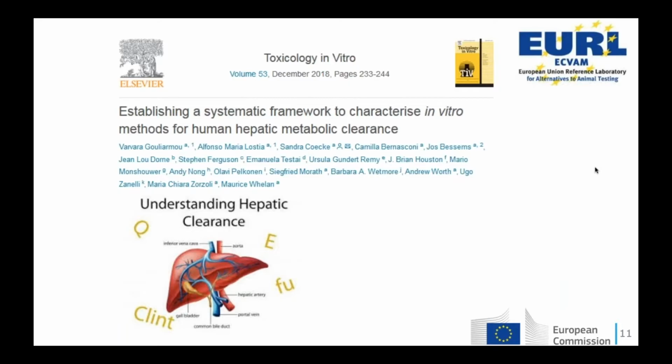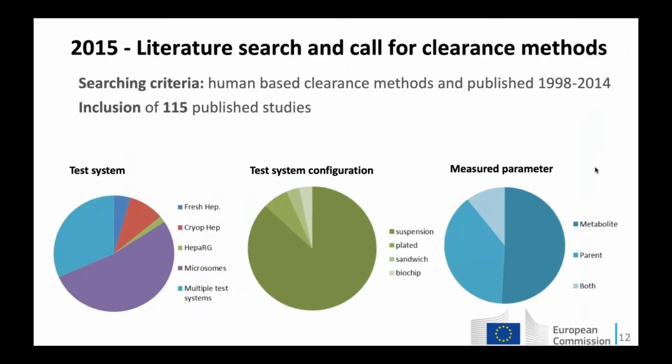So one of the things we started with talking about the framework was a first, let's say, mini framework to characterize in vitro methods for human hepatic metabolic clearance. Next slide. What we saw immediately when you deal with clearance data, that around the globe, people are using different test systems, different test system configurations, and also there is a variability in the measured parameters when they do these studies. And this you can see here on the slide, and this is also published in the publication that I just have been showing. Next slide.